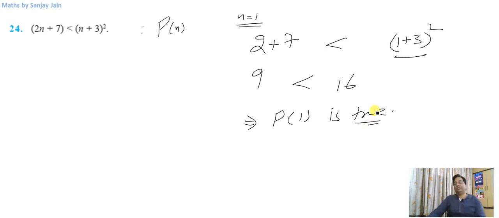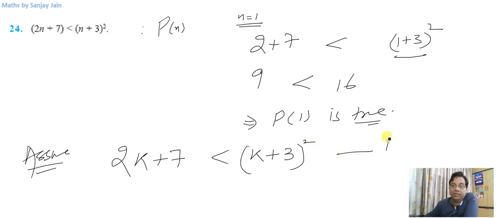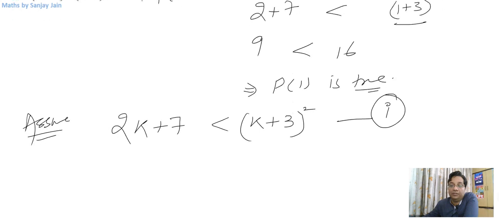So first of all, you need to establish the truth of p of 1. Now you need to assume p of k to be true. So assume 2k plus 7 is lesser than k plus 3 squared. This is what I've assumed. Let it be my inequality number 1. This is not an equation, okay?